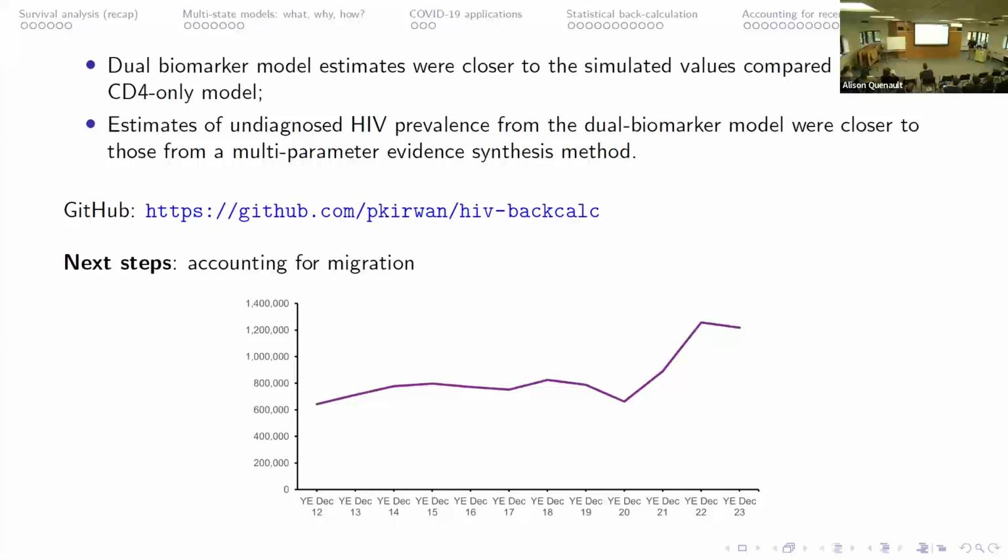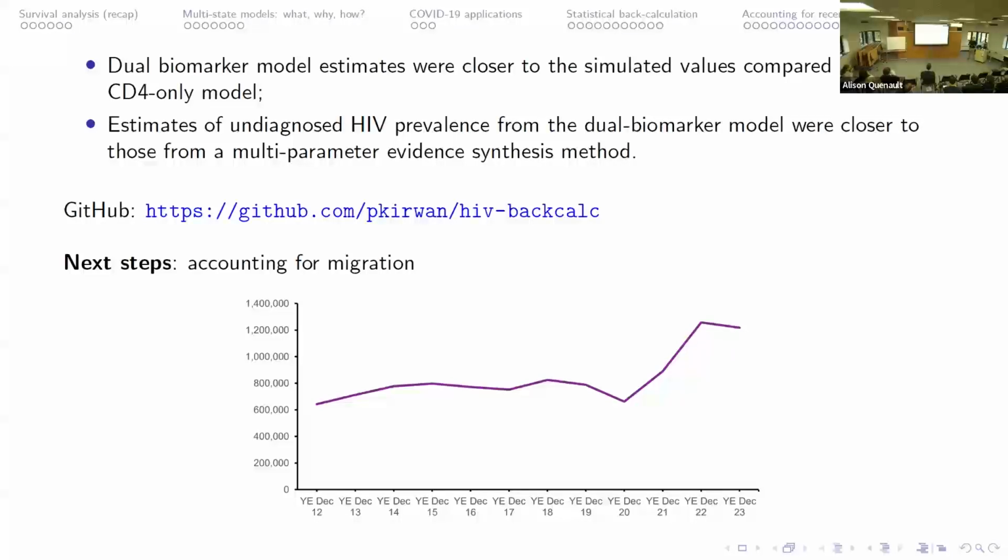And then what I'm currently working on is accounting for migration. This is data from the ONS on inward migration to the UK over the past 10 years. And you can see since 2020, that's been really on an upward climb. This is definitely going to affect our estimates, particularly the people that are coming into the UK who are gay and bisexual men. But also we want to extend the model of incidence to heterosexual populations.